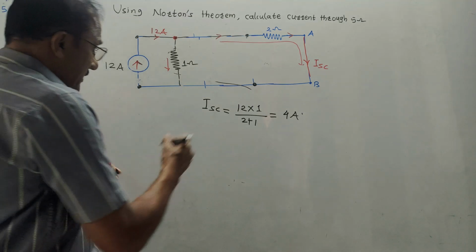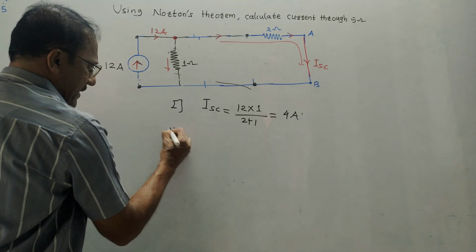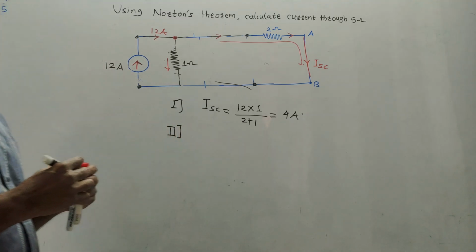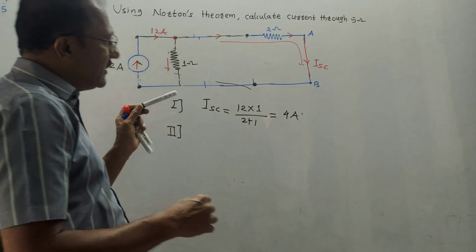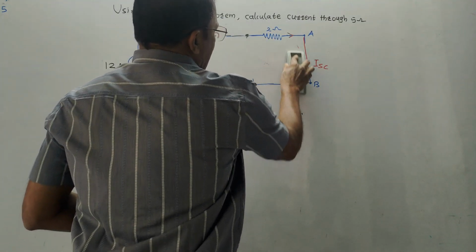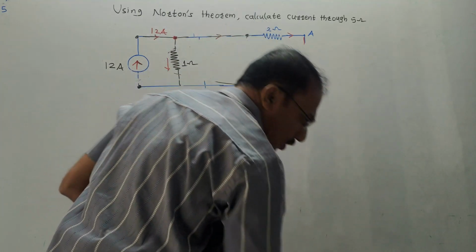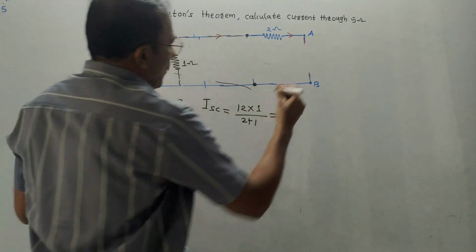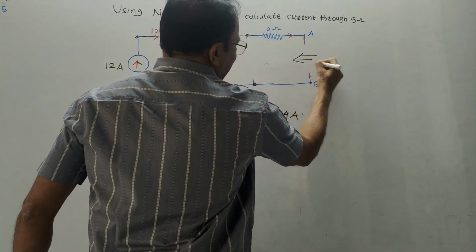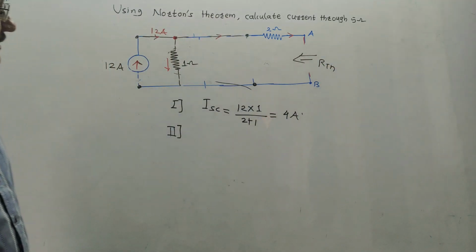Next step, this was the first step that I did. I calculated the value of ISC. Second step, I need to calculate RTH or R equivalent, that is the equivalent resistance of the network. How to do this calculation? Simple logic, remove this wire which we have drawn to calculate ISC. From this end, look at the diagram. This resistance is denoted by RTH or R equivalent.